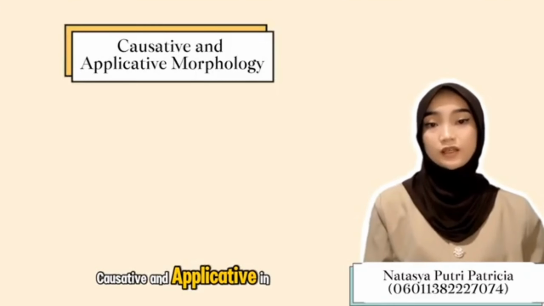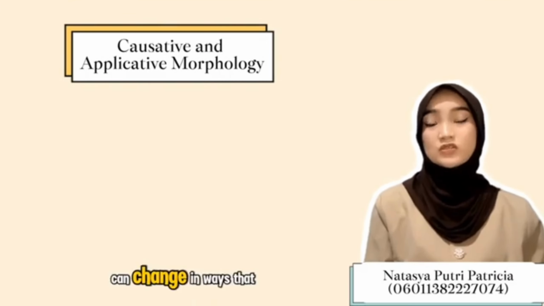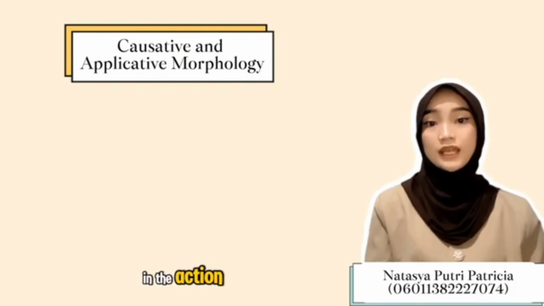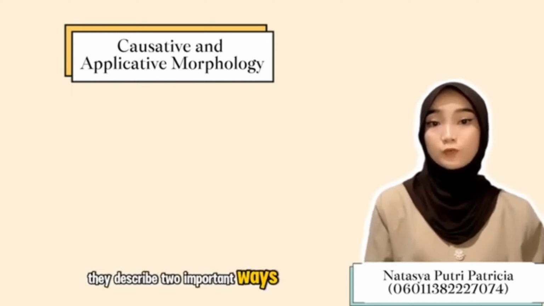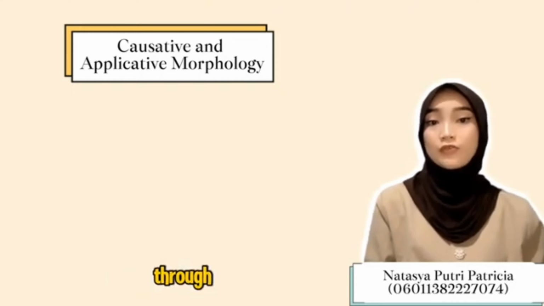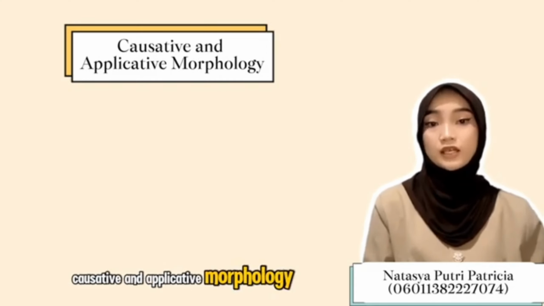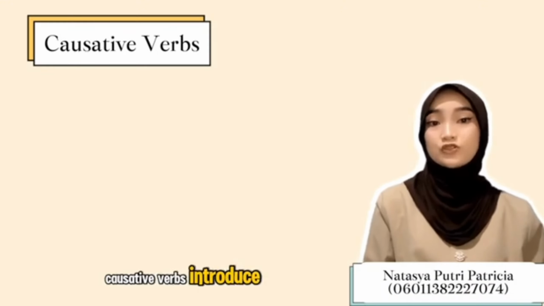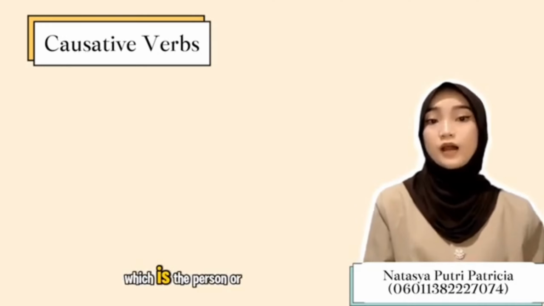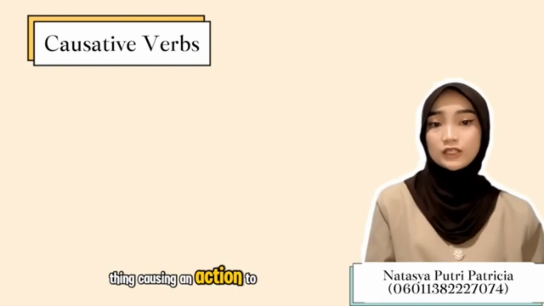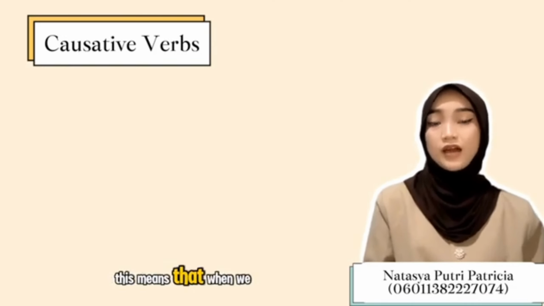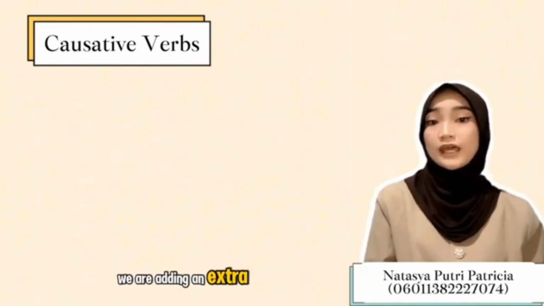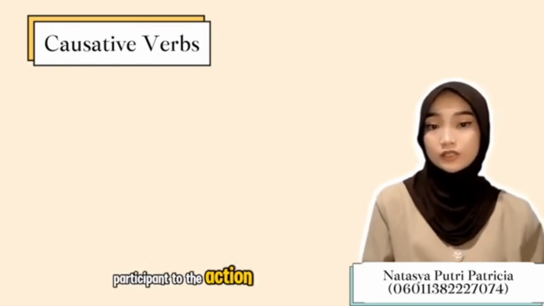Causative and applicative. In language, verbs can change in ways that affect how many participants are involved in the action they describe. Two important ways that verbs can change are through causative and applicative morphology. Let's break this down. Causative verbs introduce a new subject, which is the person or thing causing an action to happen. This means that when we use a causative verb, we are adding an extra participant to the action.